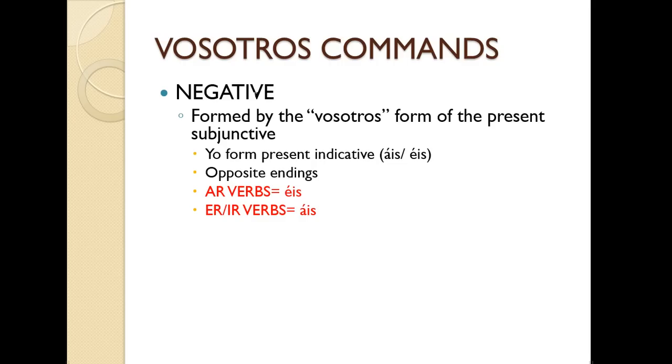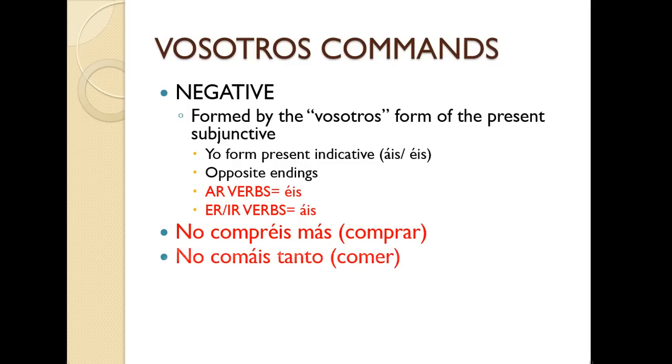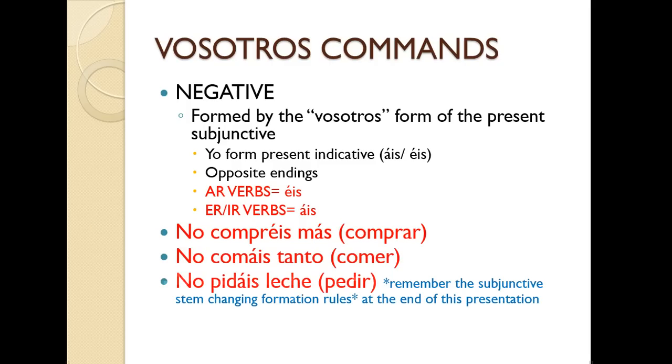My negative vosotros commands are going to be formed by the vosotros form of the present subjunctive. Remember those accents. So I've got no compréis nada, no comáis tanto, no pidáis leche. And I have a little star here too, because remember that in the subjunctive, stem changing formations have their own set of rules. And I do at the end of this presentation have a reminder of what those subjunctive rules are for stem changing verbs.